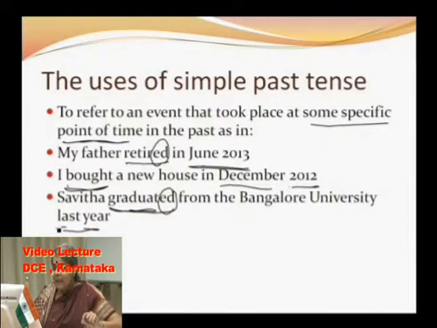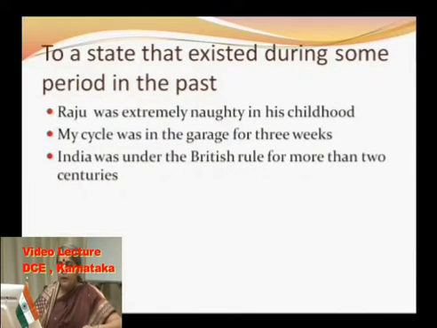An event has happened at some specific point in time. At some specific point in time, this particular event has happened. One. Second, when it has happened in the past, it has happened. Now, this is how we use the simple past tense, one way of using. Now, let us look at the second way. To a state that existed during some period in the past.